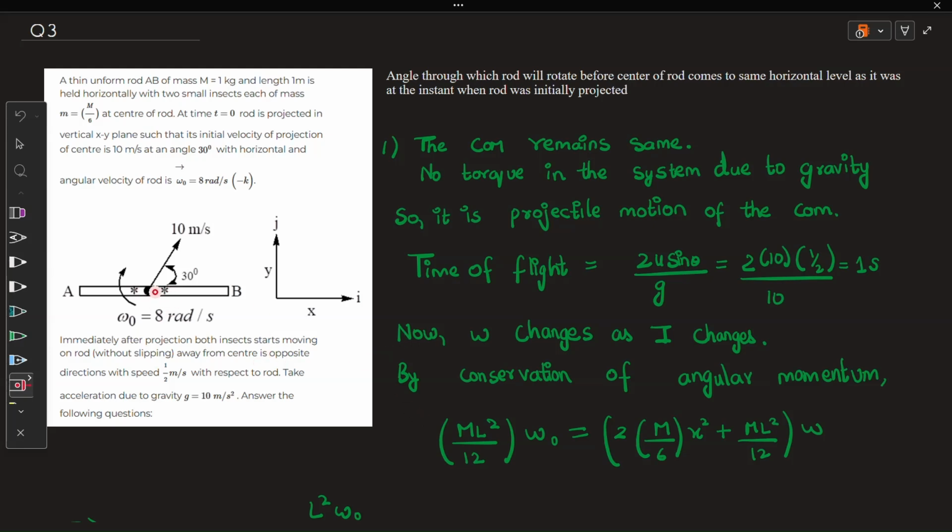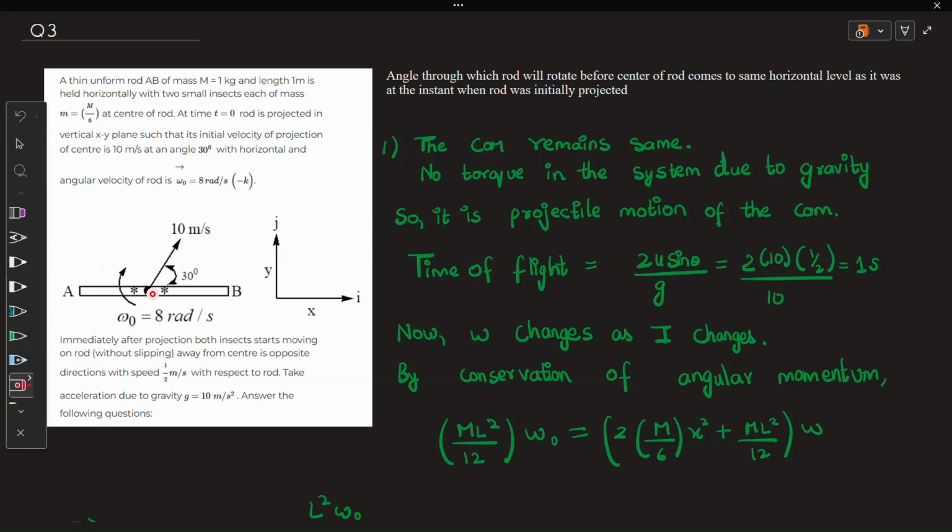What happens is this whole system is projected with 10 meter per second velocity at a 30-degree angle with the x-axis, where the xy plane is the vertical plane. Let me analyze this situation. The center of mass remains the same. These two insects do not alter the center of mass because they are moving in opposite directions with equal speed. So the center of mass is always at this particular point, and the rod's center of mass is also at this point. So the center of mass remains the same throughout the motion.